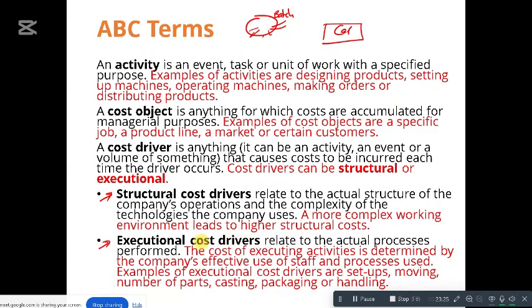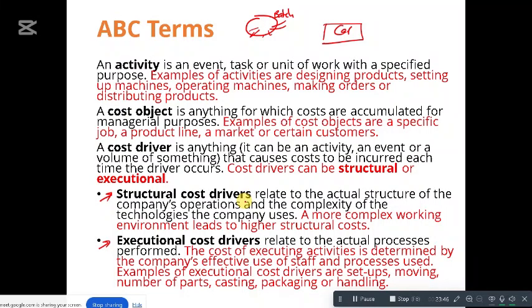Executional cost drivers relate to the actual process performed. So the examples I took are mostly executional, machine running. So there is machine hours. It's an execution of an activity, right? Delivery running. See, cost of executing activities is determined by the company's effective use of staff. That is executional cost drivers.